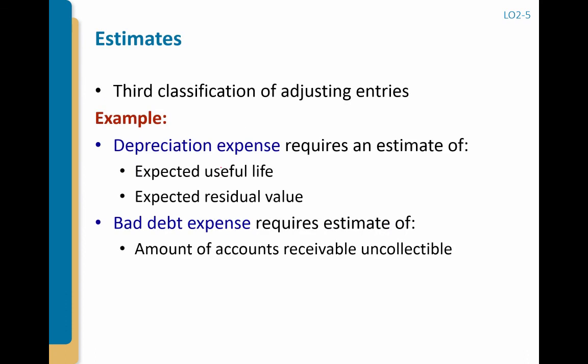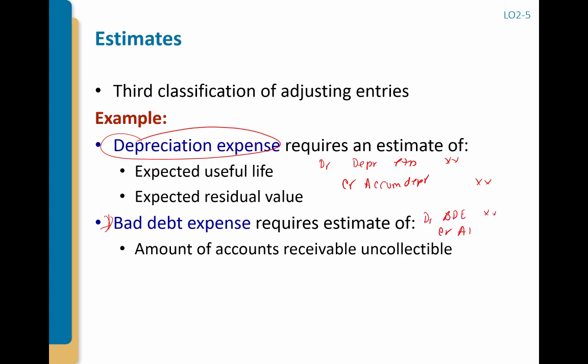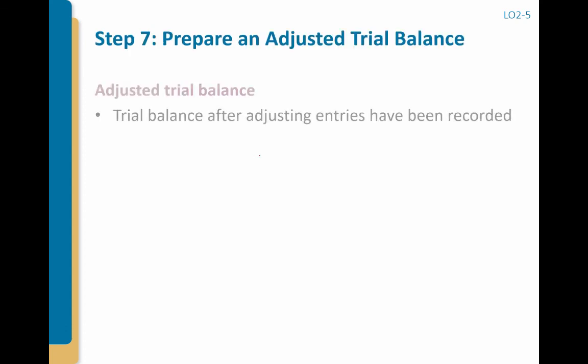And estimates is our last and third classification. Usually depreciation expense is the most common, and bad debt expense. So remember, we said we're going to debit depreciation expense and we are going to credit accumulated depreciation in our case here. And for bad debt expense, you are going to debit your bad debt expense, and then you are going to credit allowance for doubtful accounts. Also a contra asset account.